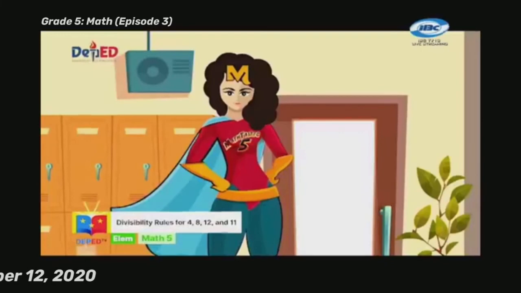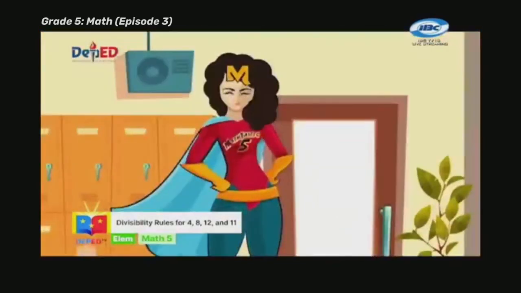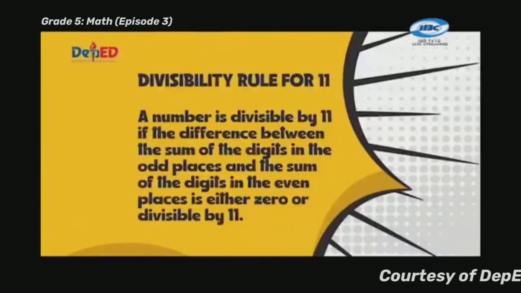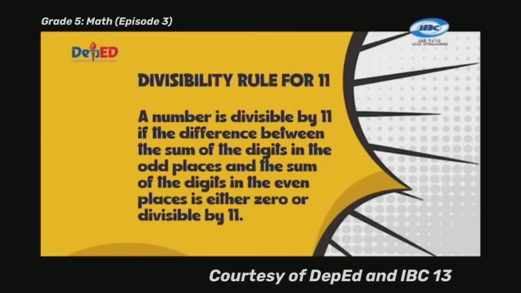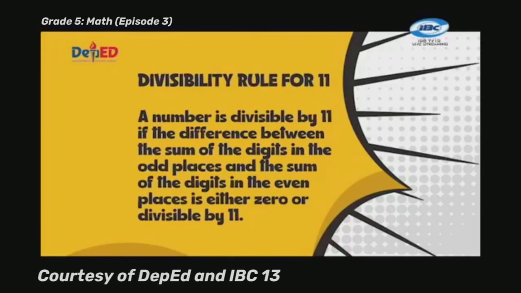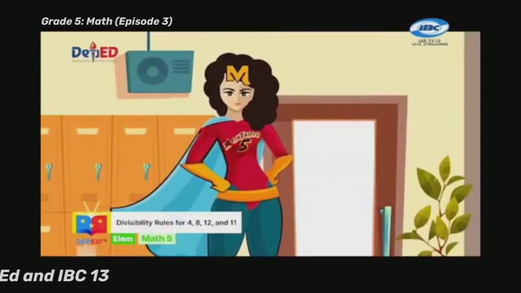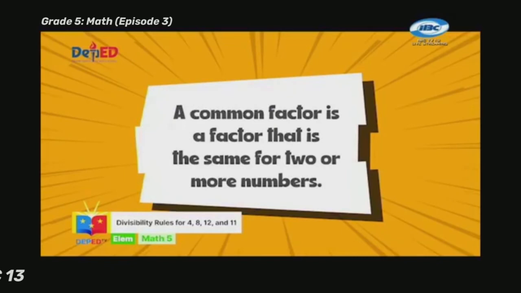How about the divisibility rule for 12? A number is divisible by 12 if it is divisible by both 3 and 4. And how will you know if a number is divisible by 11? A number is divisible by 11 if the difference between the sum of the digits in the odd places and the sum of the digits in the even places is either 0 or divisible by 11. Now, what is a common factor? A common factor is a factor that is the same for 2 or more numbers.